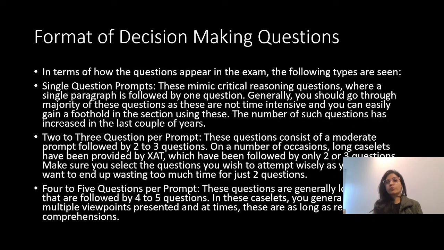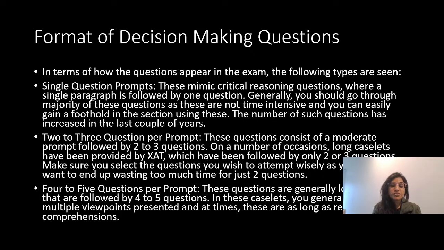Because if I talk about the 2019 decision making, for example, and the 2009 decision making, you'll find that there's a huge pattern change. Initially, there used to be really lengthy paragraphs and then one question for each paragraph. In one set, one question. Nowadays, we have one paragraph but two questions for it, sometimes three questions for it. So the pattern has entirely changed.